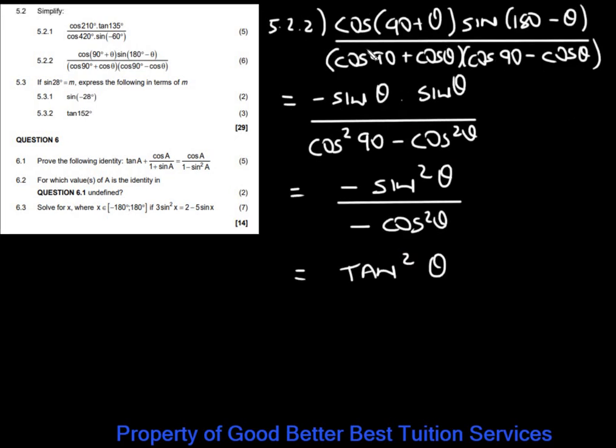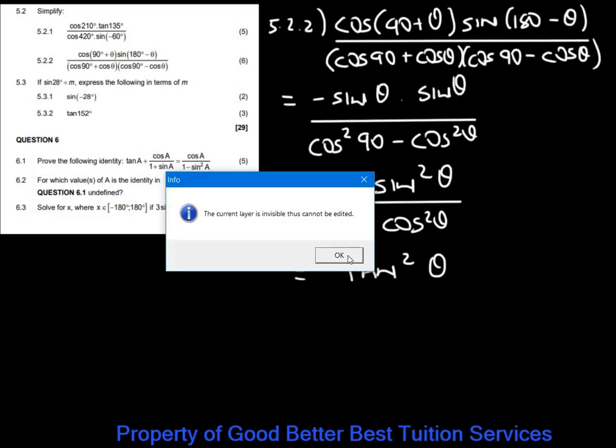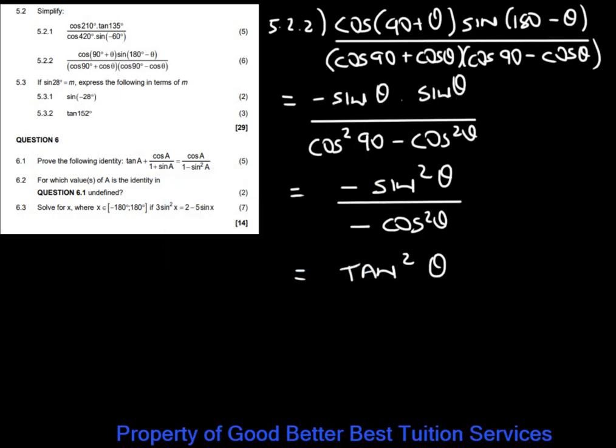Let's look at 5.2.2. We have cos of 90 plus theta times the sine of 180 minus theta divided by the cos of 90 degrees plus the cos of theta times the cos of 90 degrees minus the cos of theta. So immediately when you see this, you should be thinking the difference of two squares. So let's simplify the numerator.